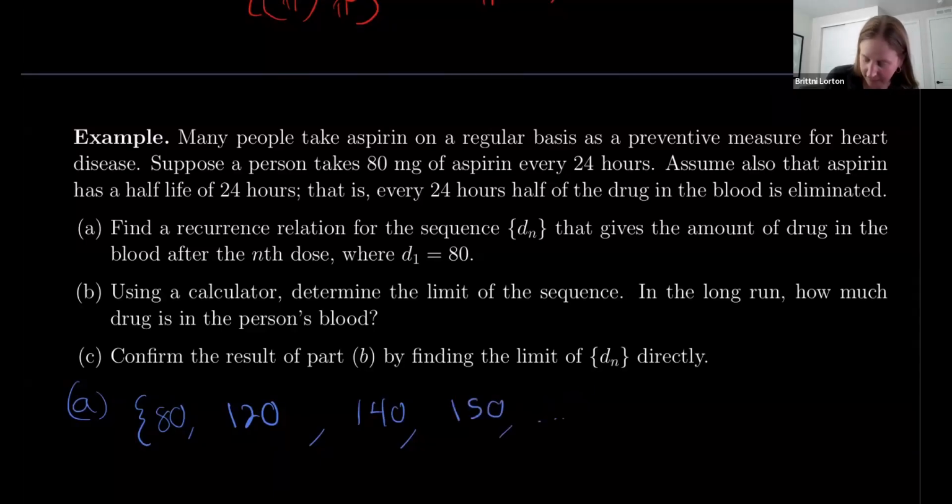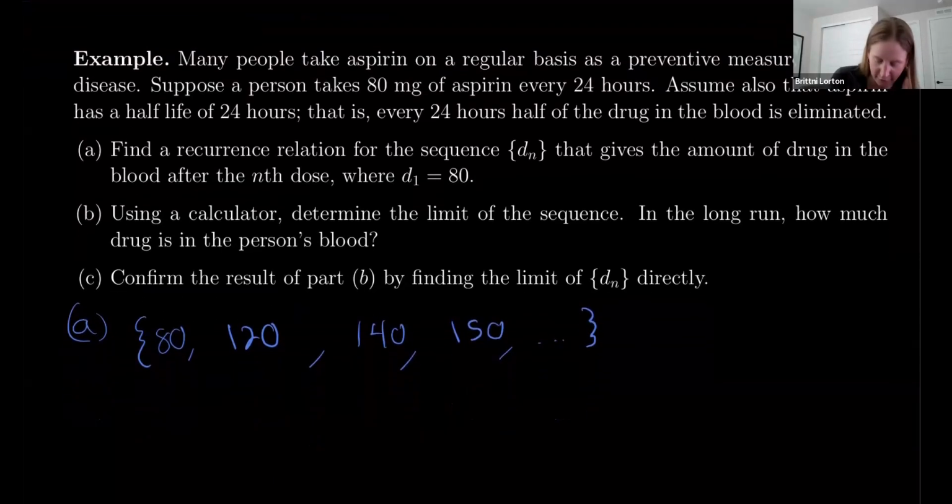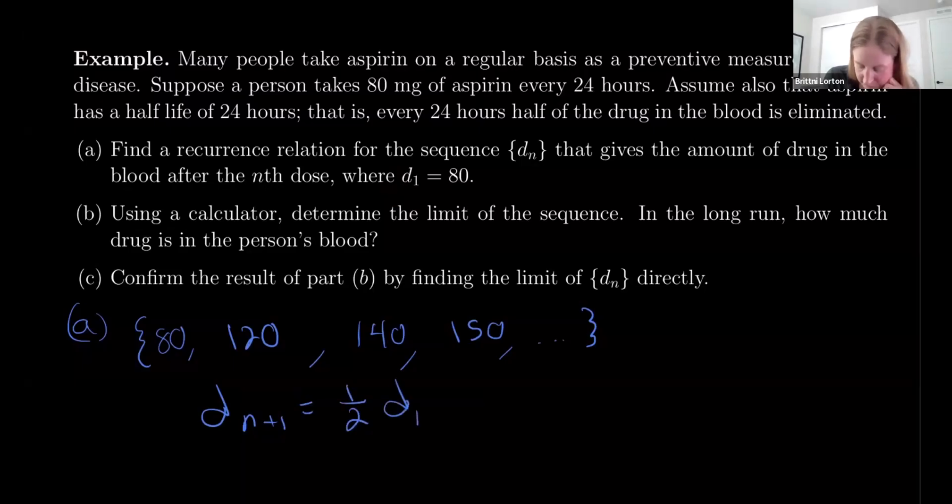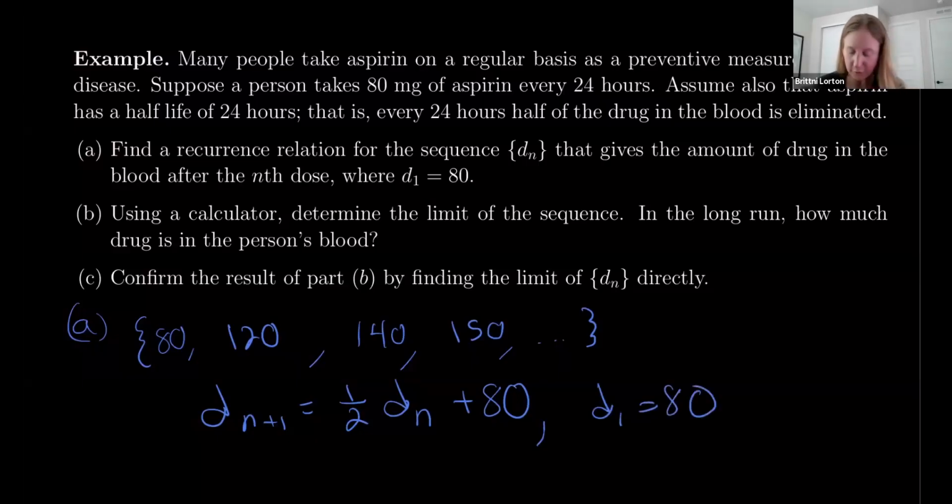And you can see what's happening here. Let's write this down as a formula. I'll just use maybe D because I think that was the letter that they used there. So let's say D sub n plus 1, the next term, is 1/2 the previous day's amount because of the half-life. So whatever I had 24 hours ago, I now have half. But then I take another 80. So then I add another 80, where my first term, my first dose, was 80.